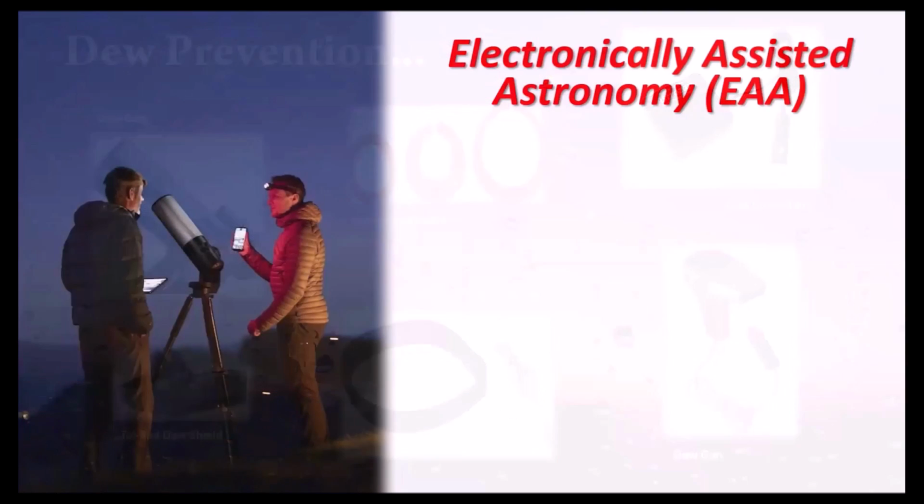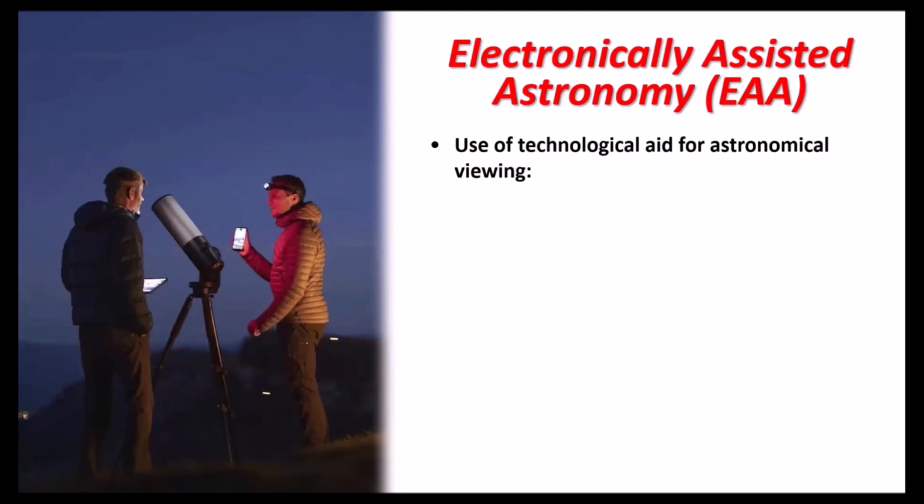All right, so I apologize for going a little long here, but I recently added again a new addition to part 4 here, because over the past several years, electronically assisted astronomy has become much more prevalent in the world of amateur astronomy. So electronically assisted astronomy, or EAA, is the use of a technological aid for astronomical viewing.